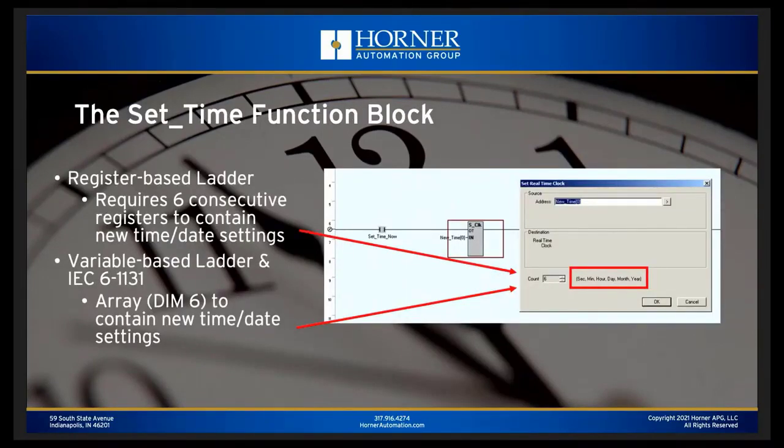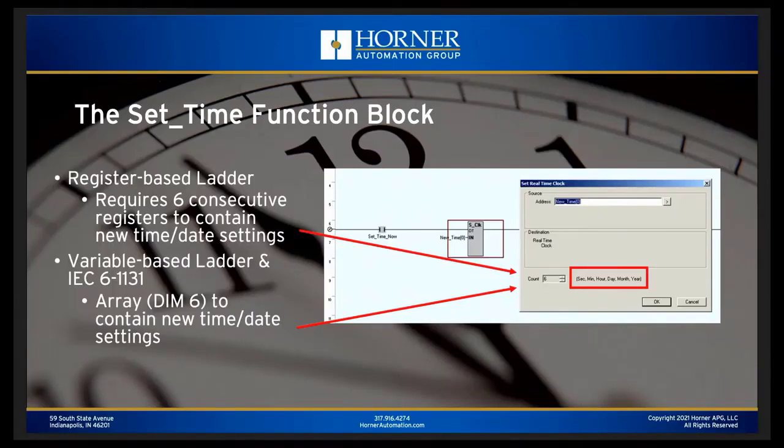Okay, the last method for setting time and date is through a function block. So that's the set time function block. What it allows you to do is to configure as the input to the function block a list of 6 consecutive register values that contain the new time and date settings that represents the new time and date that you're looking to set the real-time clock to.